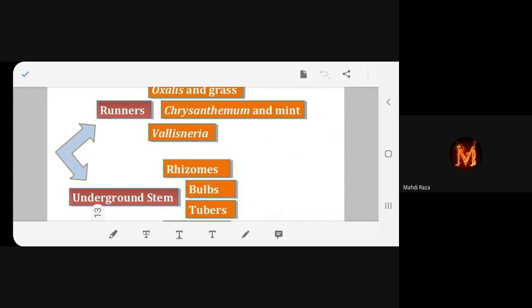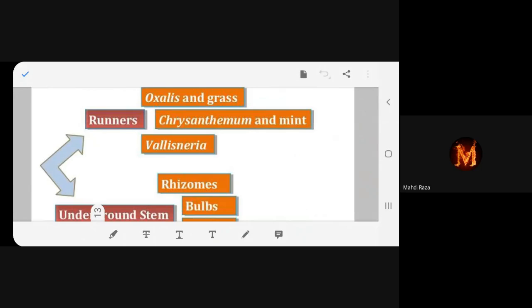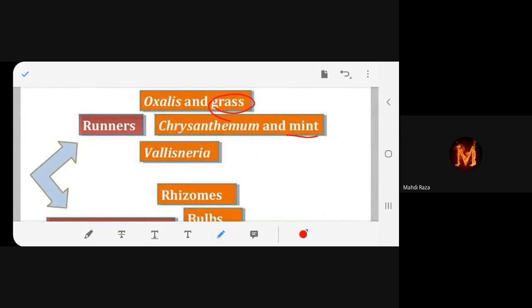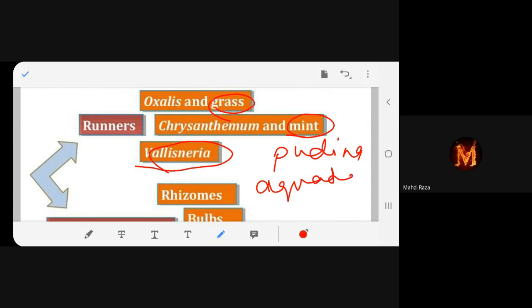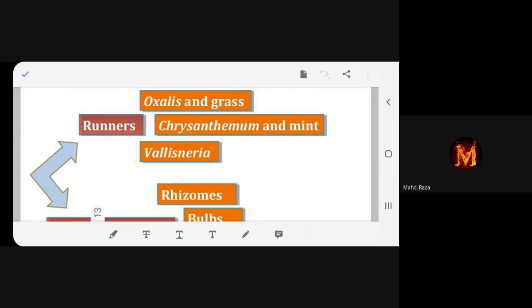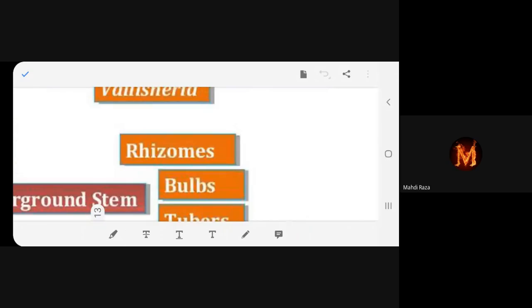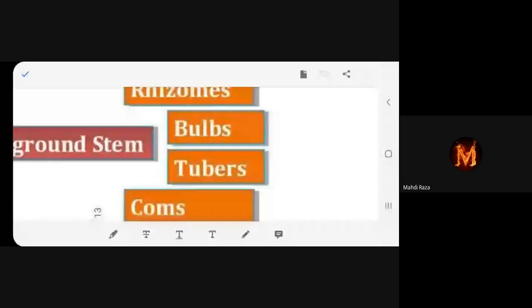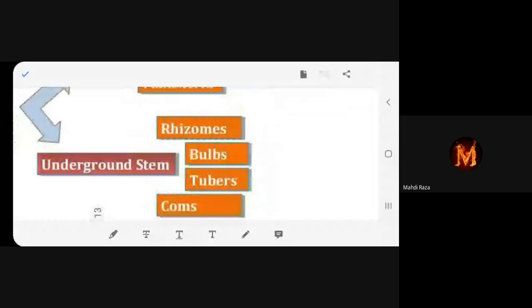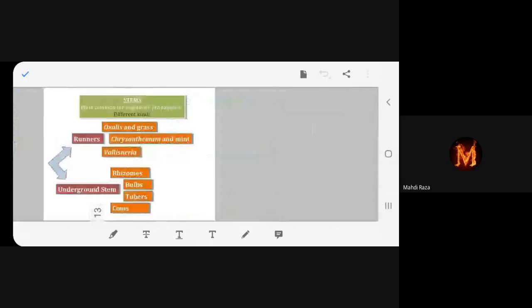Now, oxalis and grass are examples. Mint is pudina. Vallisneria is an aquatic plant, because it lives in water. Now we come to underground stems. They are called rhizomes, bulbs, tubers, and corms. This much, have you understood?